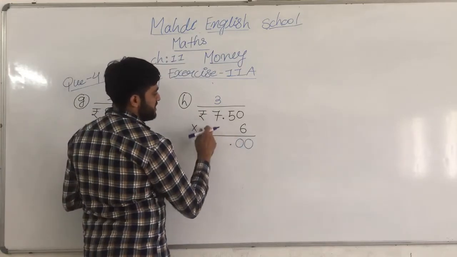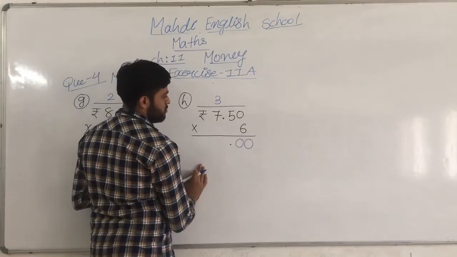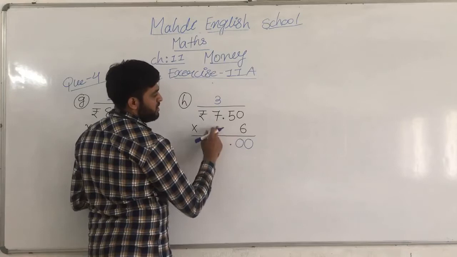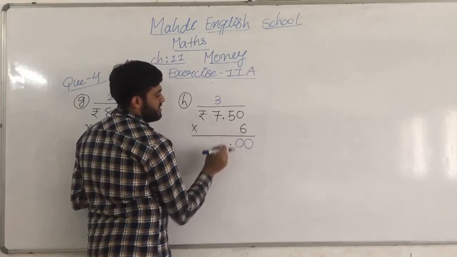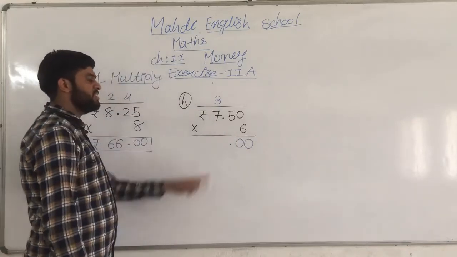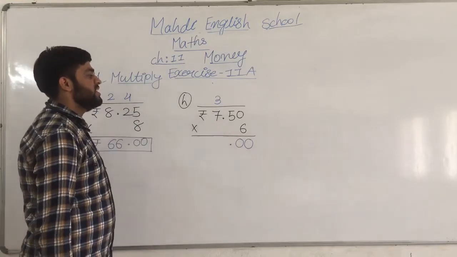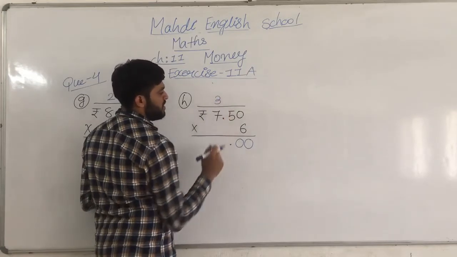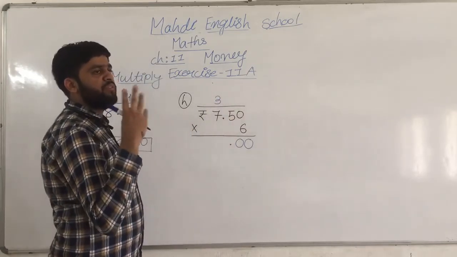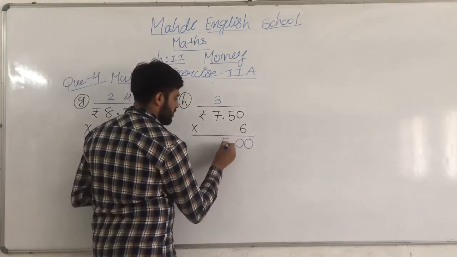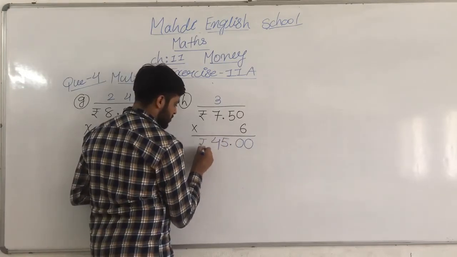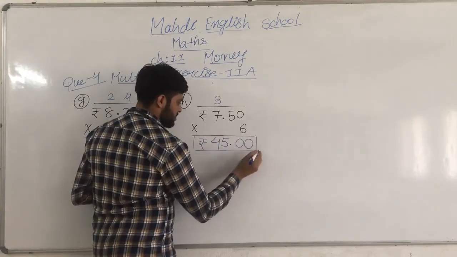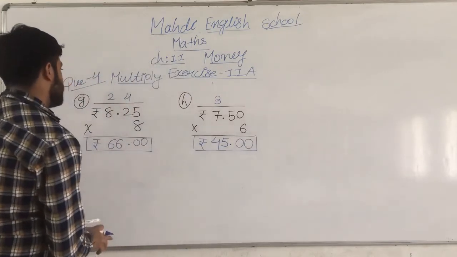Then after that, 6 7s are how many, my dear students? 6 6s are 36 and 6 7s are 42. 42 plus 3, so 43, 44 and 45. So the answer is what? 45. Answer is 45 rupees. Understood, my dear all students? So you note down this question number H in your book.